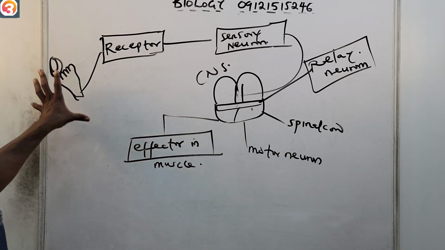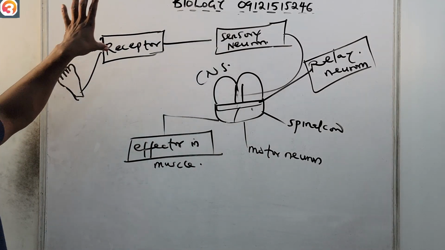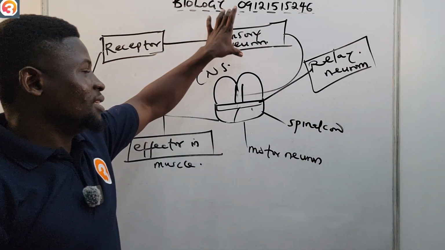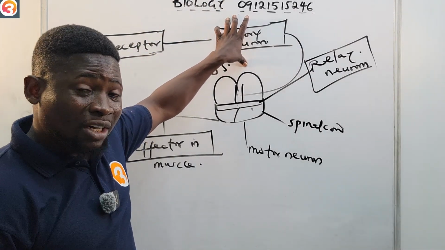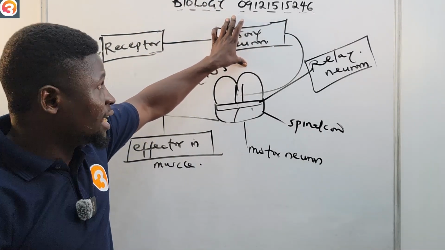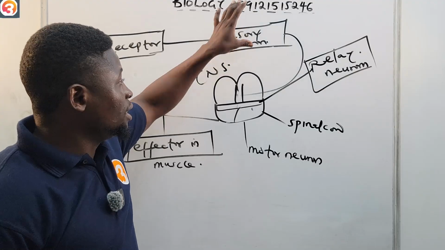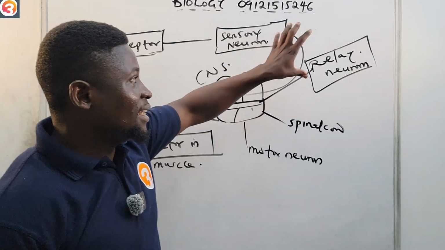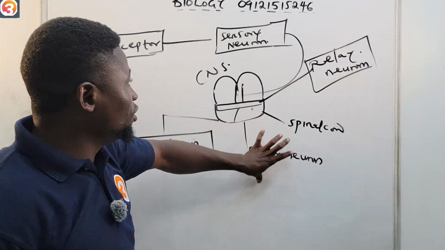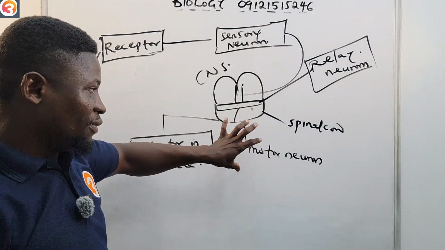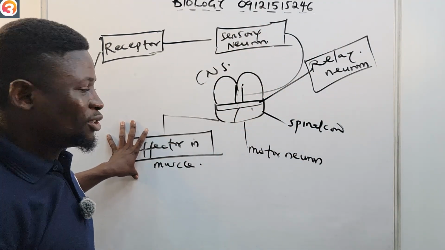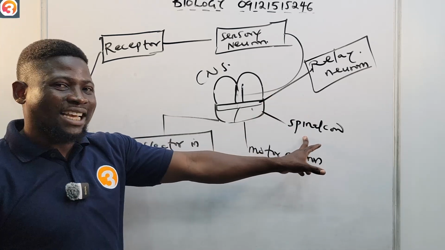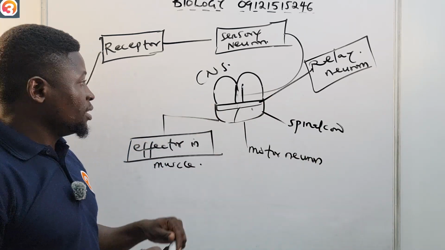From the hand touching the hot object, the receptor perceives the stimulus and sends it to the sensory neuron. You must know this pathway; it comes out in your exam. The sensory neuron sends it to the CNS, the central nervous system. In the CNS, there's a relay neuron that connects the sensory neuron and the motor neuron. Then from the motor neuron, it goes to the effector in muscle after being processed by the spinal cord. It's as simple as ABC.